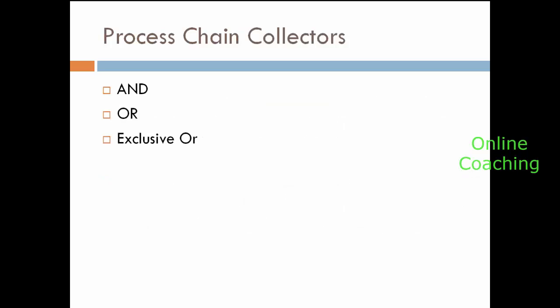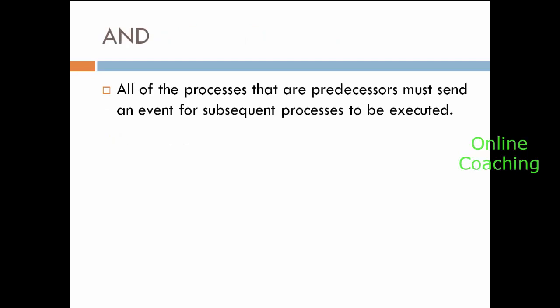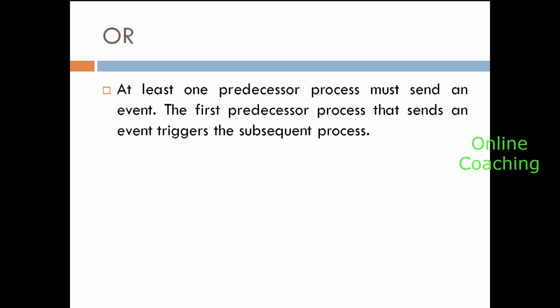It contains some collectors here, AND, OR, and exclusive OR. It is not an operator, it is a collector where we can interlink different processes. Whatever process is preceding must send an event for the subsequent process to be executed. The first starting point should be executed successfully, then it should send this information to the next level of the process to execute. For example, if the first process fails, the rest will not be executed. That is an AND process.